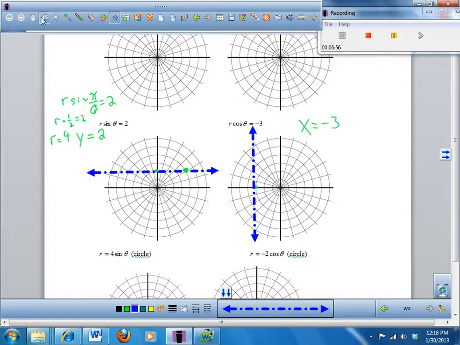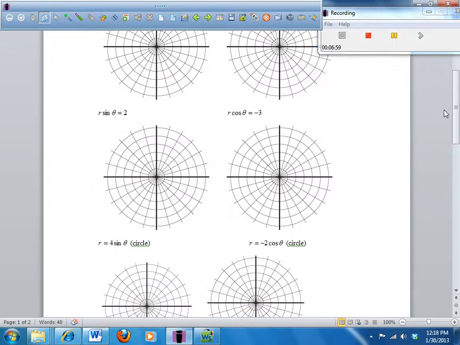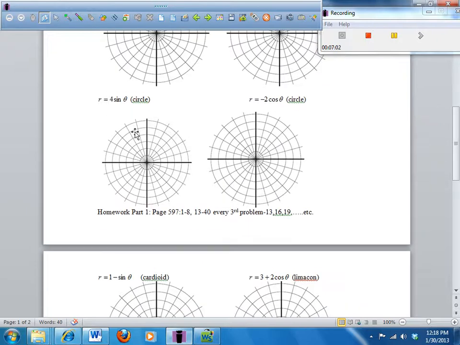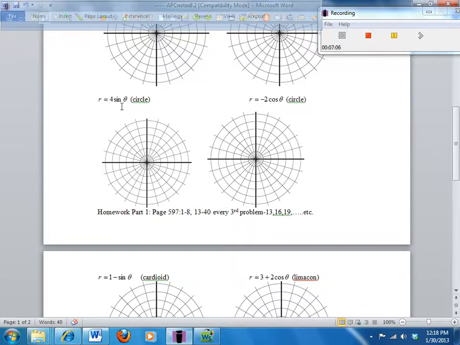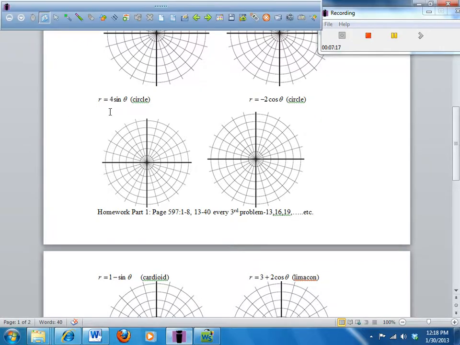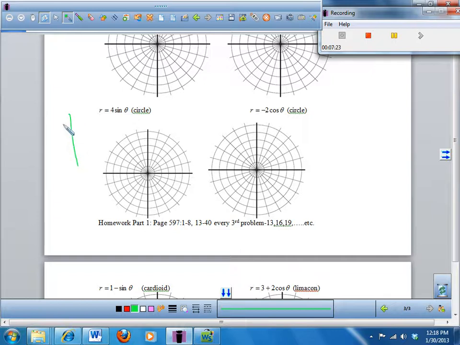Alright, so this one, the next one, class, is a circle, and I know it's a circle because it says circle there. No, that's not really why I know. I just know this form. But r equals 4 sine theta. So if you actually wanted to plot a couple points, we could do what we did in the last problem, like plug in a value for theta and then determine r.